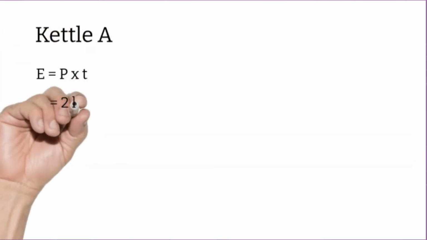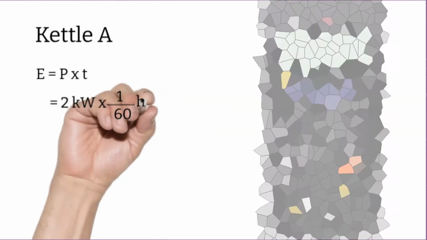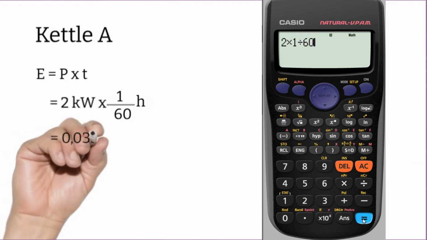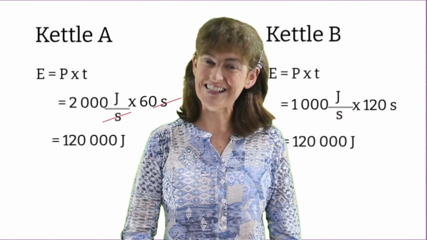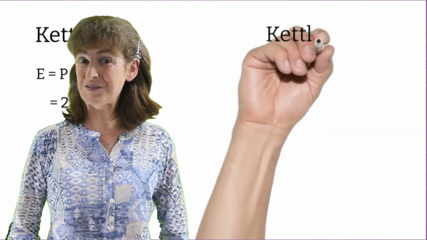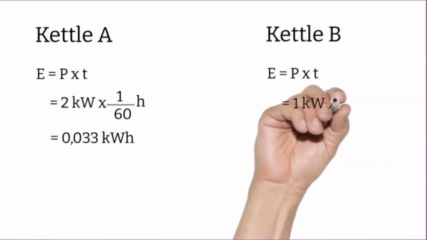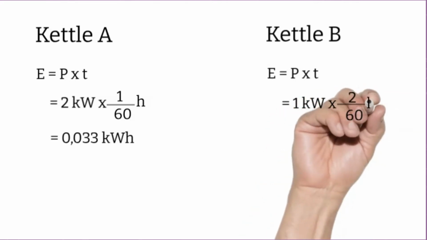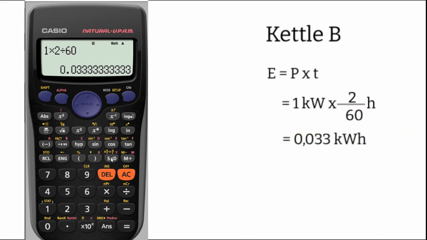Energy equals power times time. For kettle A equals 2,000 watts, which is 2 kilowatts, multiplied by 1 minute, which is 1/60th of an hour. So that's 2 kilowatts times 1/60th of an hour equals 0.033 kilowatt hours, which is the same amount of energy as 120,000 joules, just expressed in a different form. Let's check the calculation for kettle B. Energy equals power times time equals 1,000 watts, which is 1 kilowatt, multiplied by 2 minutes, which is 2 over 60 hours. So it's 1 kilowatt times 2 over 60 hours equals 0.033 kilowatt hours.